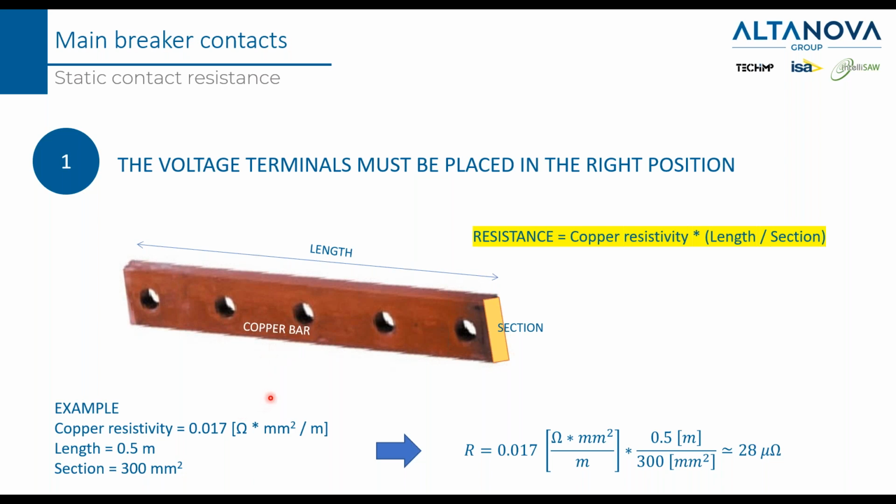Trying to give you some numbers, you can see here that the copper resistivity is 0.017 with this unit that I'm not going to read. I'm taking a length of 0.5 meters and a section of 300 millimeters square. Putting these numbers in the formula, we get a resistance value of 28 micro ohms. That, for our purposes, is a reasonable value.